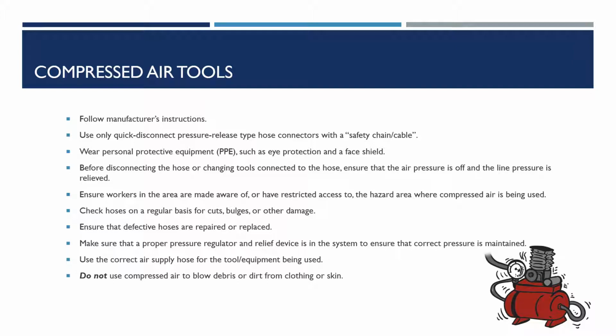Check hoses on a regular basis for cuts, bulges, or other damage. Ensure that defective hoses are repaired or replaced. Make sure that a proper pressure regulator and relief device is in the system to ensure that the correct pressure is maintained. Use the correct air supply hose for the tool or equipment being used, and do not use compressed air to blow dirt or debris from clothing or skin.